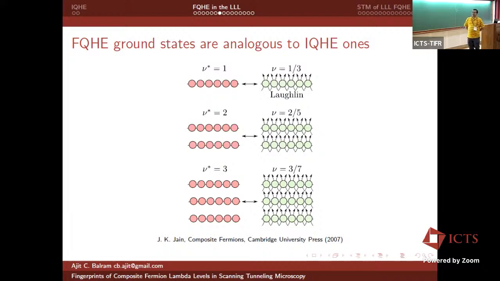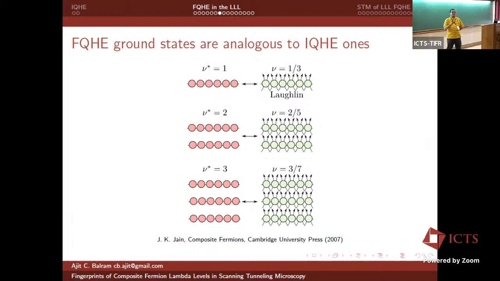So let me pictorially tell you what the states are. Firstly, if you fill one lambda level of composite fermions, you're going to get something that is identical to the Laughlin state. That I'm going to show in a couple of slides. Now for two filled lambda levels of composite fermions, you get the 2/5 state of electrons. And then for three filled lambda levels, you get the 3/7 state and so on.